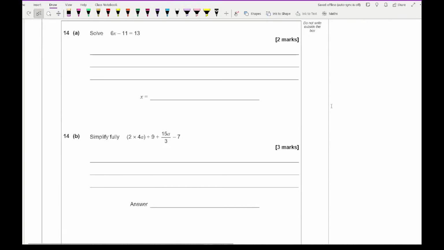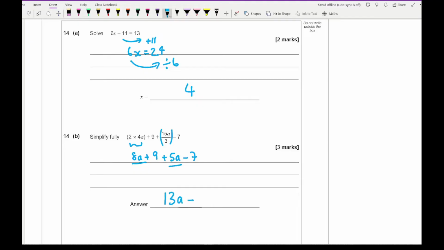Next question, question 14a, it says solve the equation. So what I'll do is take the 11 over to the side by adding. So I've got 6x equals 24, and then divide by 6, giving me an answer of 4. Now with question 14b, it says simplify fully. So what you want to do is simplify each of these components. Simplifying this gives me 8a plus 9, and then simplifying this, well, 15 divided by 3 is 5, so it's going to be 5a take away 7. Now if I join the a's together, that's going to give me 13a, and 9 take away 7 is positive 2.